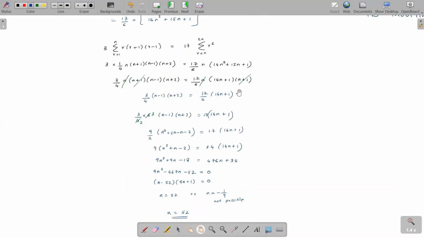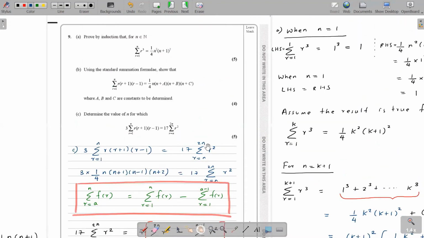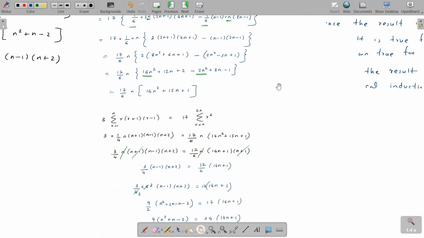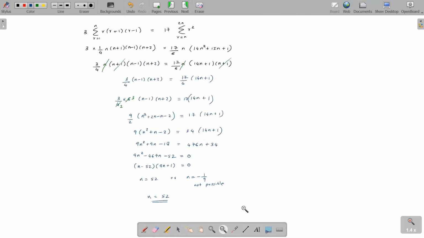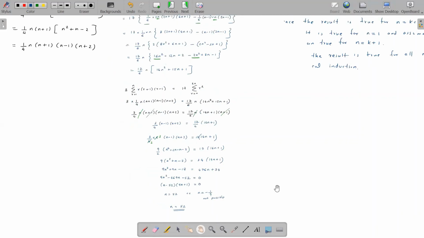Okay, is this clear? Yeah, n value, the answer in part C. So you have determined the value of n. So you realize n has to be a positive integer. Okay, so n value has to be 52. Okay, so is this clear? So this is the end of the January 2022 F1 paper.